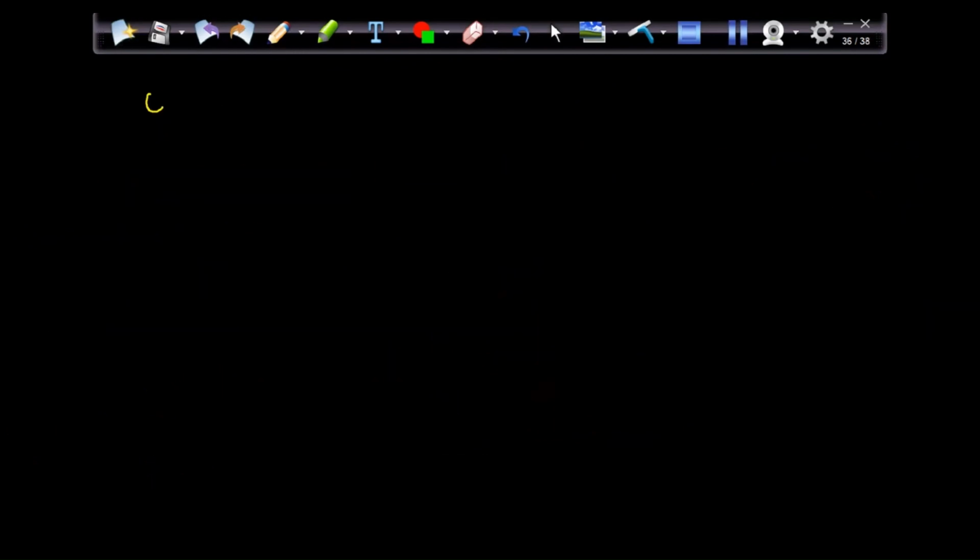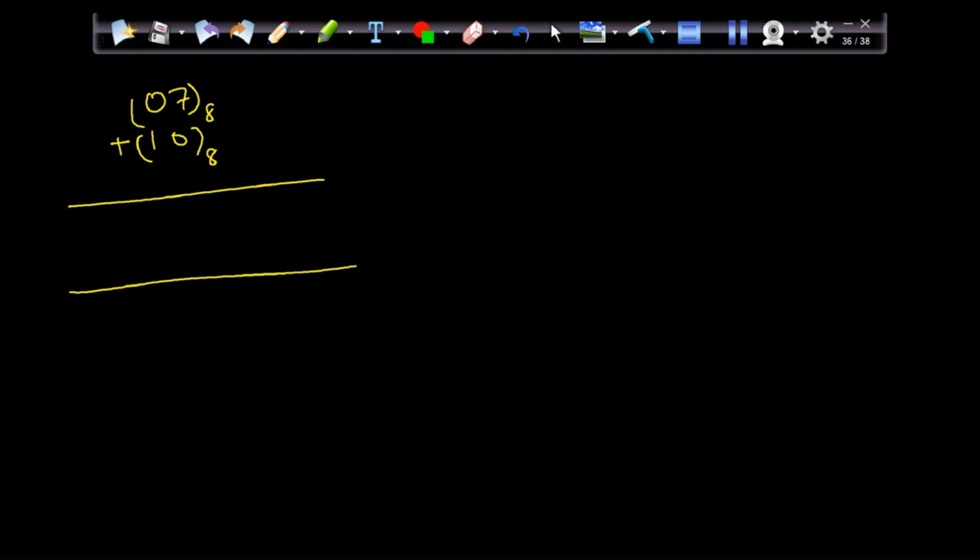So 07 plus 10, both are in octal. Now how will you add? So this is the result of the addition. Now what will be at the ones place? What will be at the 8 to the power 1's position? What digit would be at the 8 to the power 2 position if adding the digits at the 8 to the power 1 position gives a carry? Then the number of digits in the result would be 3.